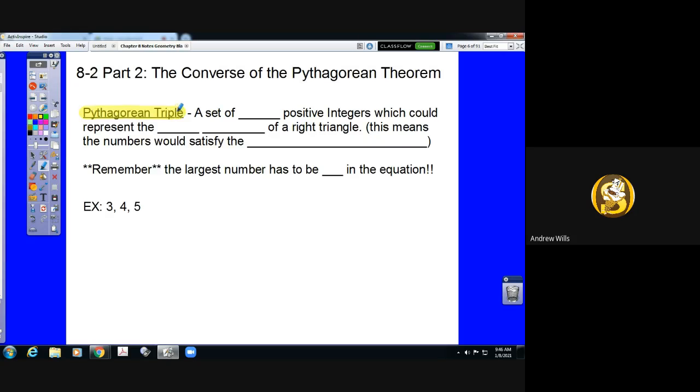So this is a vocabulary word for those of you that remember that, in fact, when we return in person, there will be vocabulary quizzes. The Pythagorean triple is a vocabulary word.